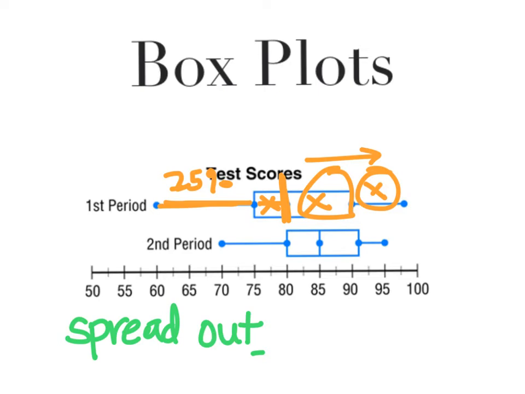Same thing down here. I could look down here and I could say, well, 50% of my test scores are above 85. If I look here, this is a quarter of the data, and here's another quarter. So 50% is above 85, and I could say 50% of my data is below 85. So I'm going to show you how to make a box plot, but before we do that, we're going to look at some key vocab.